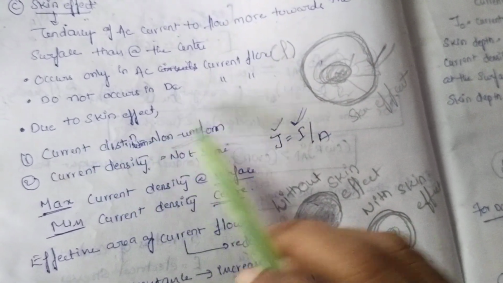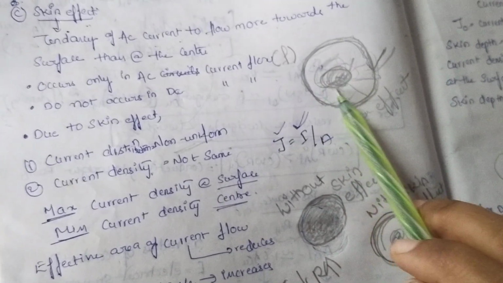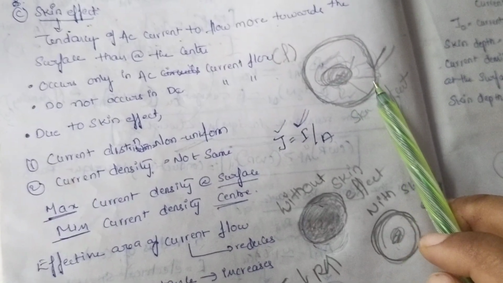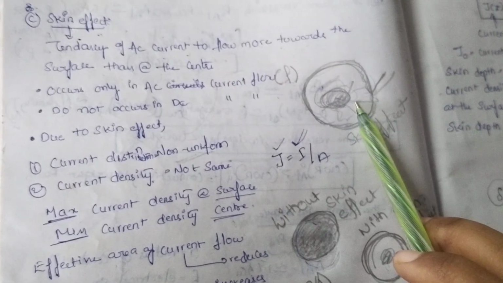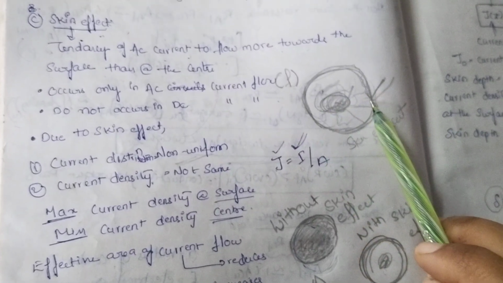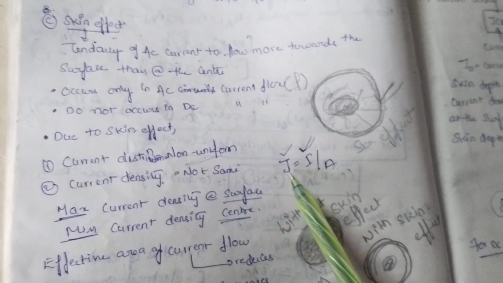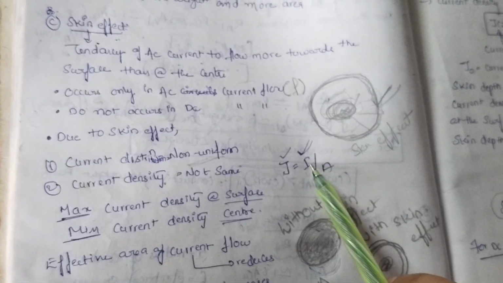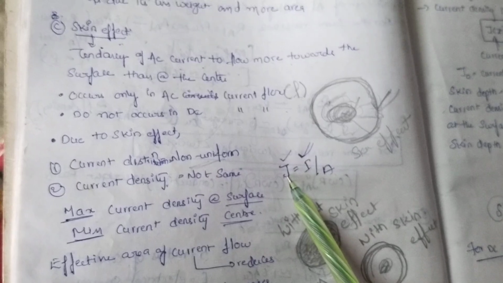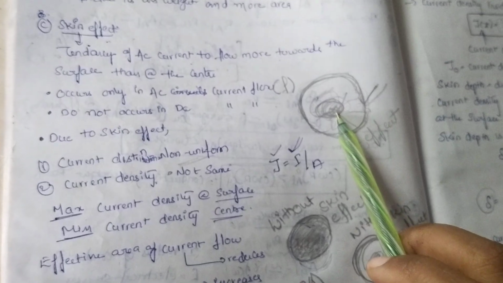What happens due to skin effect? Due to the skin effect, current is more on the skin and very less current inside the conductor. It means current distribution is not uniform, because there is high current on the skin and less current inside the conductor. So, high current here, low current here, so non-uniform distribution. Current density, J is equal to I by A, where I means current. If current is non-uniform, then current density will also be non-uniform. Maximum current density at the surface and minimum current density at the center.